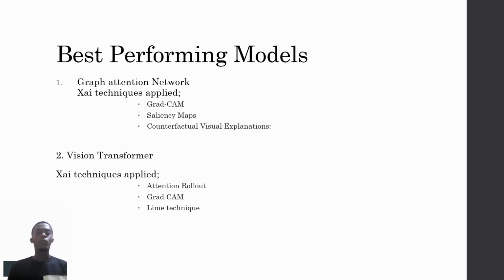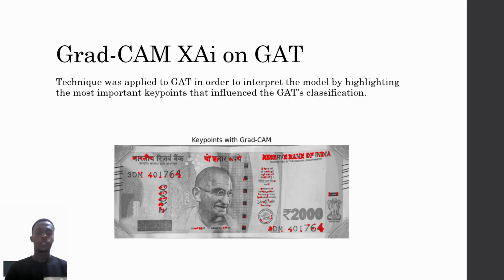So the best performing models in our project were the GAT, the graph attention network, and also the Vision Transformer. The techniques we actually had to apply to them were GradCAM, saliency maps, and counterfactual visual explanation for the GAT. Then for the ViT, those were attention rollout, GradCAM, and the LIME technique.